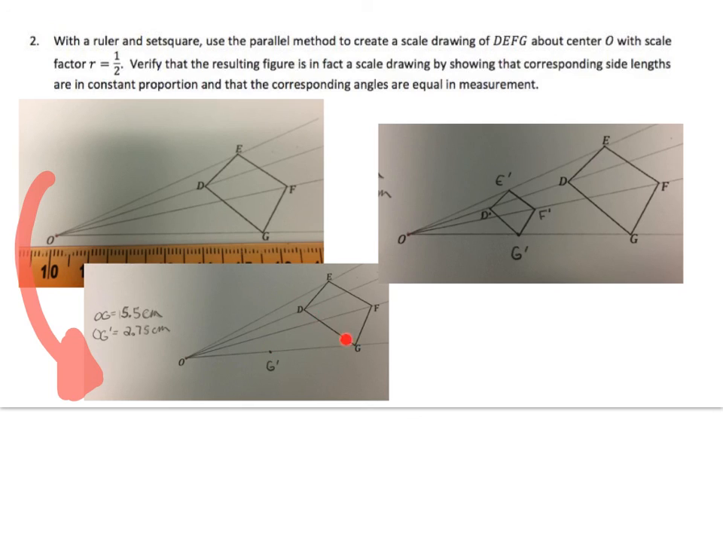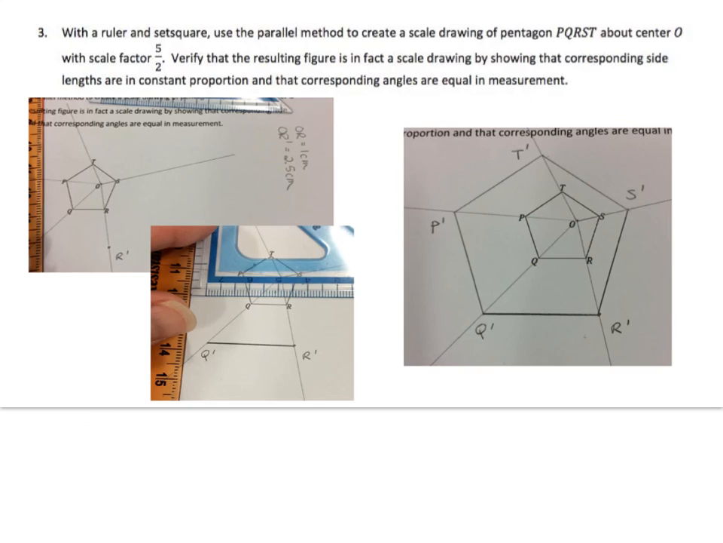I find a parallel line here, and I can stop my segment on that ray to find D prime. I don't have to measure anything. And then I find a parallel line there, and I stop my segment. So this is D prime, E prime. Same here, F prime, and then back to G. So all I had to do was find G prime, and then I could draw all the other segments. Pretty simple.